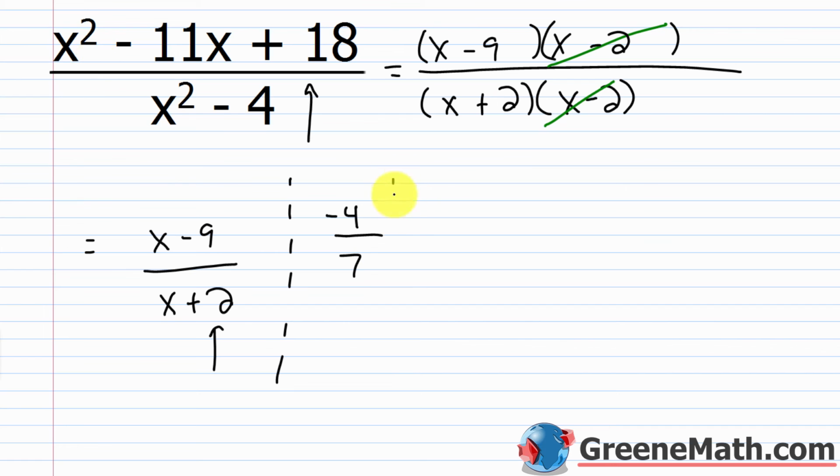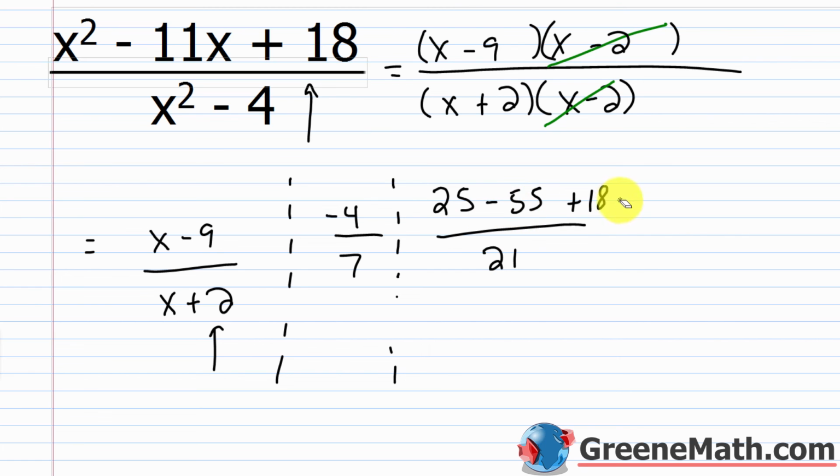If I did it up here, I would have 5 squared, that's 25, minus 11 times 5, that's 55, plus 18. You think about how much more work this is. And then over, 5 squared is 25, 25 minus 4 is 21. So 25 minus 55 is -30. -30 plus 18 is -12. So this would be -12 over 21. Then I've got to simplify this. Both are divisible by 3. So this would be -4, and this would be 7. So you get the same answer either way, but look how much longer it took. So that's one reason why we go through the process to simplify these things.